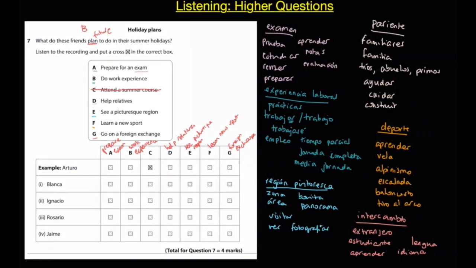Question 7. Example. Arturo, ¿qué vas a hacer? Yo me apuntaré a un cursillo de verano para mejorar mi conocimiento de cocina.